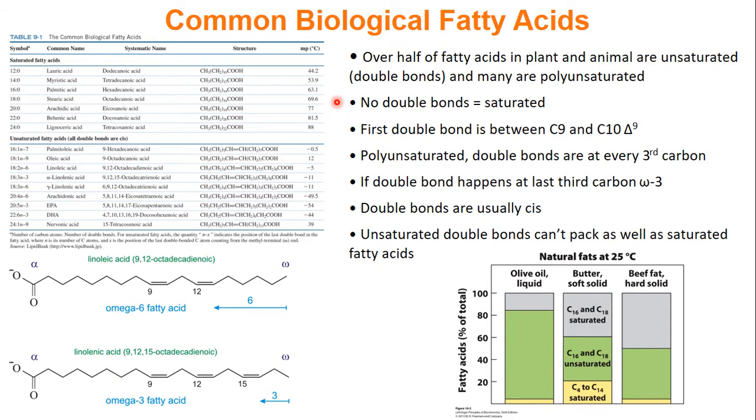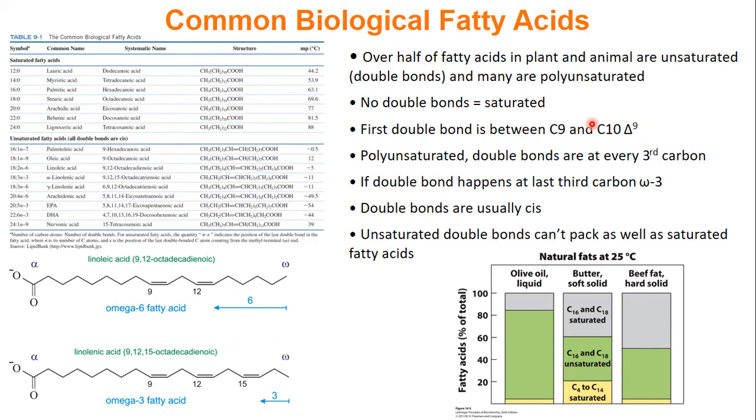Now, for biological fatty acids, over half the fatty acids in plants and animals are what we call unsaturated. That is, they have a double bond. So when we talk about unsaturated and saturated, we're talking about the amount of hydrogens. If you're unsaturated, you have a double bond, while if you have no double bond, you have your maximum amount of hydrogens. You're saturated in hydrogens. Now, these double bonds happen between carbon 9 and 10, the first one at least.